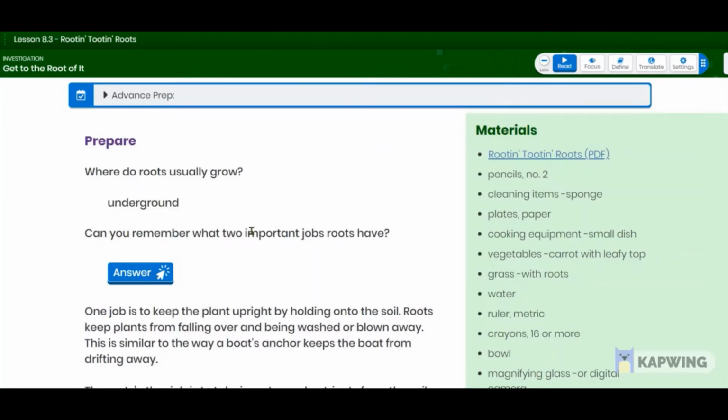Okay, next question. Can you remember what 2 important jobs roots have? We talked about this. Again, try answering this on your own. If not, we can see what the answer is. Roots take in water and nutrients from the soil, and they help hold the plant in place. One job is to keep the plant upright. That means standing up straight by holding onto the soil. Roots keep plants from falling over and being washed or blown away. This is similar to the way a boat's anchor keeps the boat from drifting away.